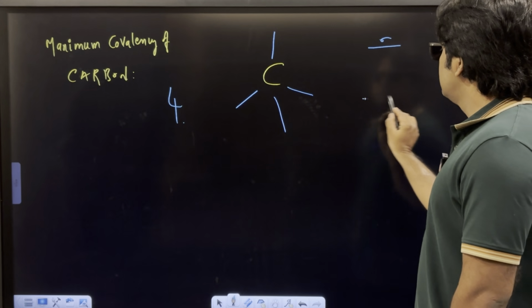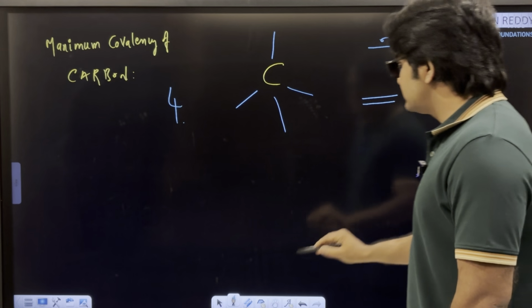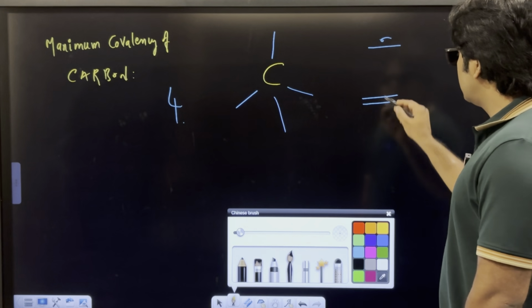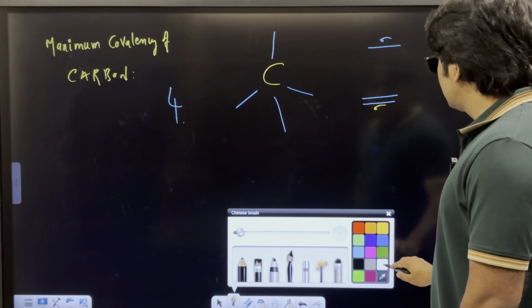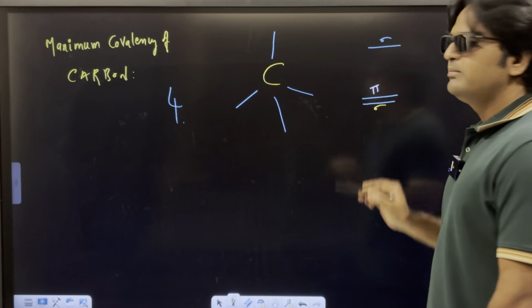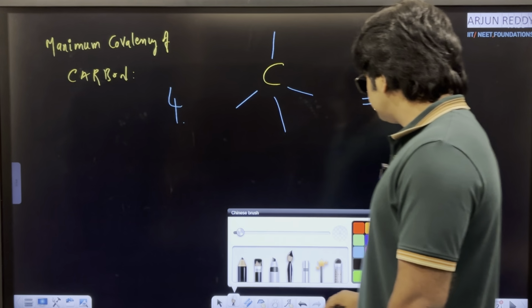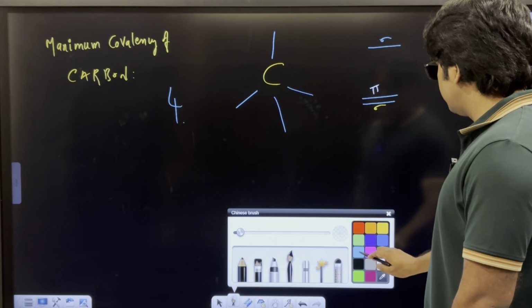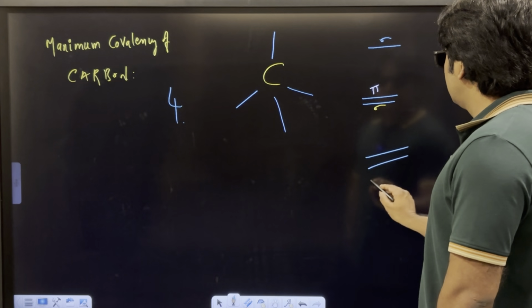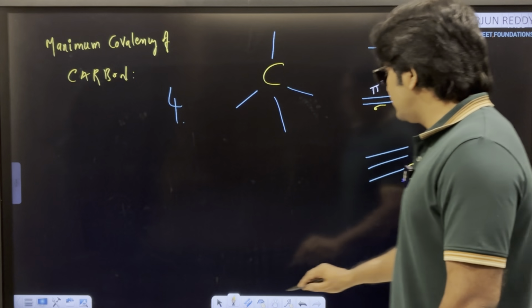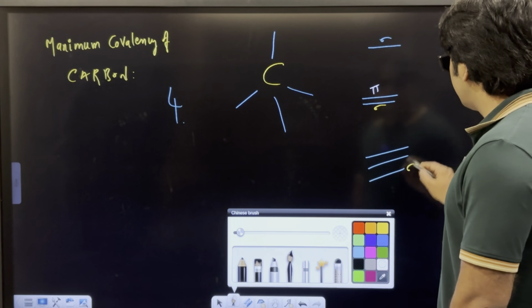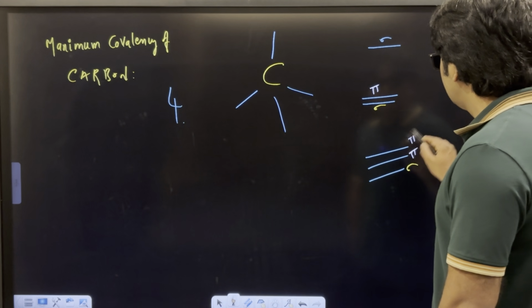And sometimes we use a double bond. Once a double bond is given, out of these 2 bonds, one should be a sigma bond, and the second bond should be taken as a pi bond. For example, if a triple bond is given, in the triple bond one should be a sigma bond, and the remaining 2 bonds are said to be pi bonds.